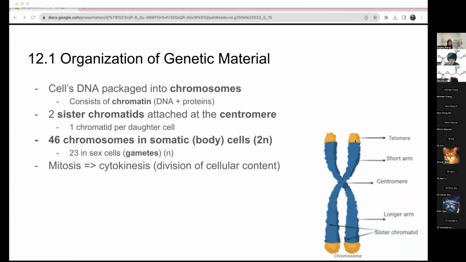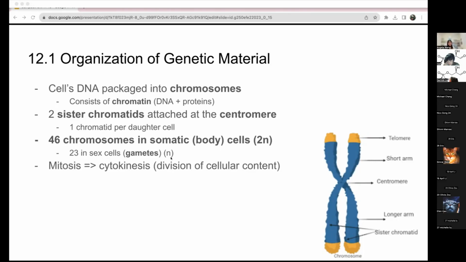Under normal conditions, there are 46 chromosomes in your somatic cells, which are your body cells. And so we notate this as 2n. Half of these chromosomes will come from your mother and half from your father. In gametes or sex cells, there are 23 chromosomes, which we notate as n. So when you have a kid, you pass these chromosomes from your sex cells onto your kid's cells, which then end up with 46 chromosomes because of the other parent.